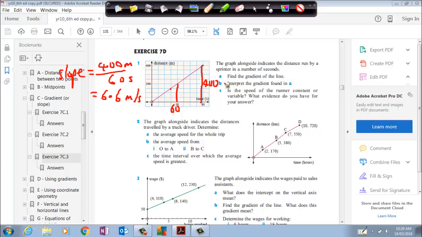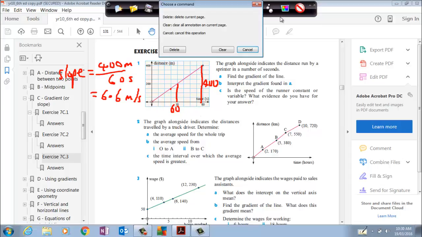Now that's part A. Part B says interpret that, and that is a speed value. Meters per second is a speed. So the slope of a distance time graph is the speed. So that's how fast the runner is going. Every second he is going 6.6 meters. And C is the speed constant or variable. Well, it's constant because the slope is constant. If the slope's the speed, then if the slope's constant, then the speed's constant.